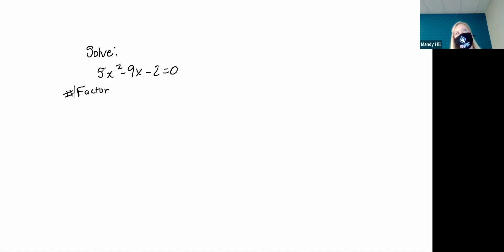Just like we've been doing this whole time, you're going to say, well, I need to divide that. First off, you look and see, do 5 and negative 9 and negative 2 have anything in common that I could factor out? But they don't. So I know I've got to do this thing where I get it down to the factored part. I'm going to take my 5 times my negative 2. 5 times negative 2 is negative 10. So I'm looking for something that multiplies to be negative 10 and adds to be negative 9.